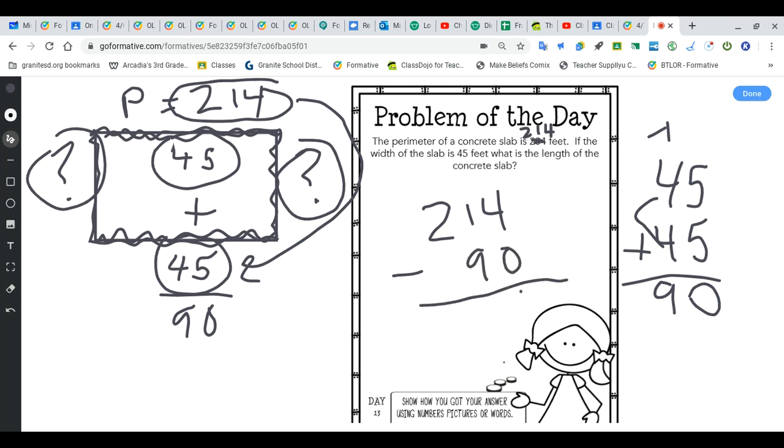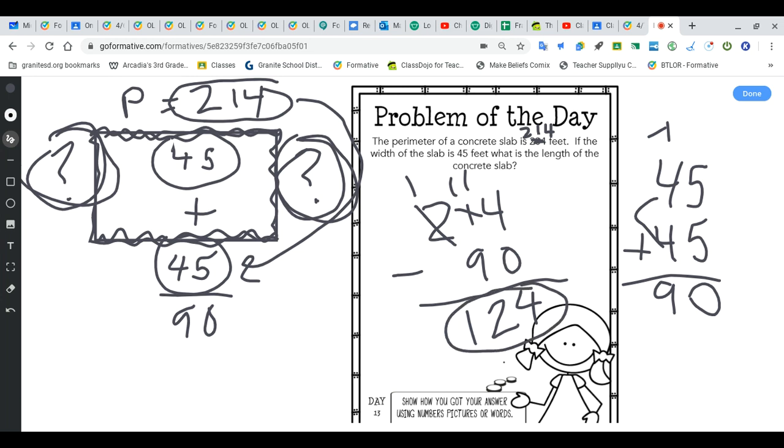4 take away 0 is 4. 1 take away 9, I cannot do, I'm going to need to regroup. 11 take away 9 is 2. One take away nothing is one. So I know this plus this is going to be 124.